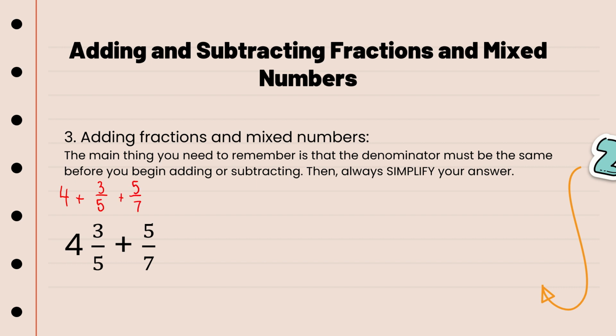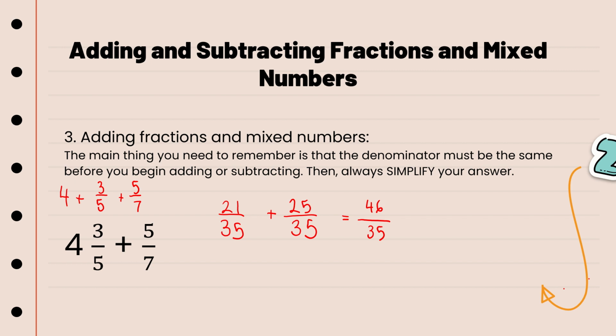So now I've got 4 plus 3/5 plus 5 over 7. Then I'm going to make sure that my fractions have the same denominator by cross multiplying. So 3 over 5 will be multiplied by 7, which will give me 21 over 35. And then 5 over 7 will be multiplied by 5, which will give me 25 over 35. I'm going to add them together, which gives me 46 over 35. Remember, we don't add the denominators, they stay the same.